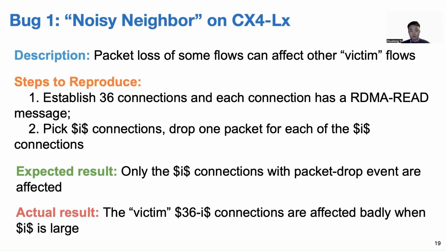The first bug is called the noisy neighbor problem, which we found on CX4 NIC. It means that when we have multiple flows running, packet loss of some flows can affect other flows. In the experiment, we established 36 connections. Each connection will do an RDMA read to read data from the remote side. We pick I connections and drop 1 packet for each of the I connections. Ideally, only these I connections should be affected since they have packet loss. However, what we observed is that the victim flows are affected badly and have very large message completion time.